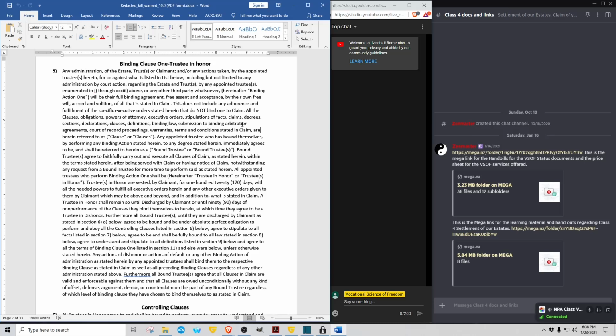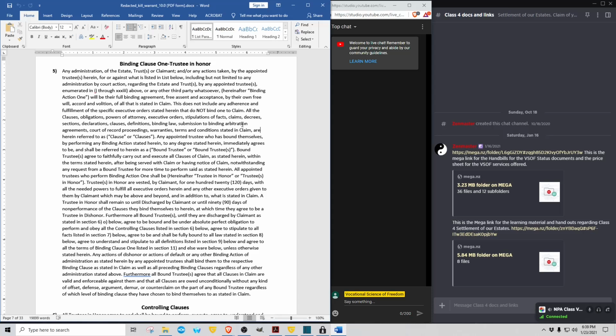Furthermore, all bound trustees until they are discharged by claimant, as stated in section 6 below, agree to be bound and be under absolute perfect obligation to perform and obey all the controlling clauses and listed in section 6 below. Agree to stipulate to all facts listed in section 7 below.